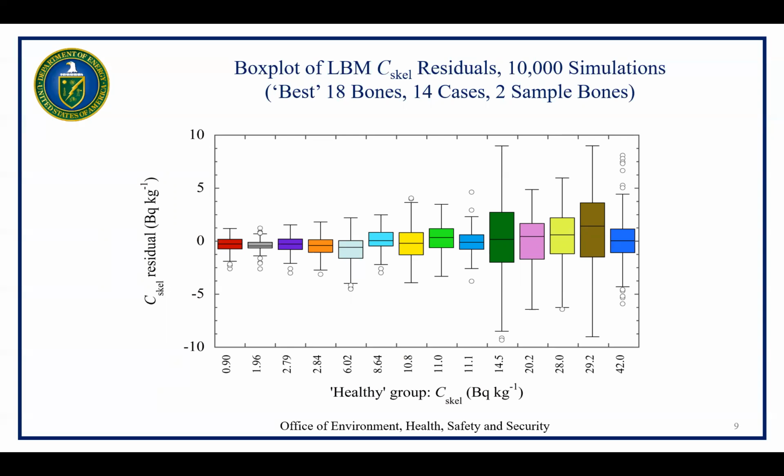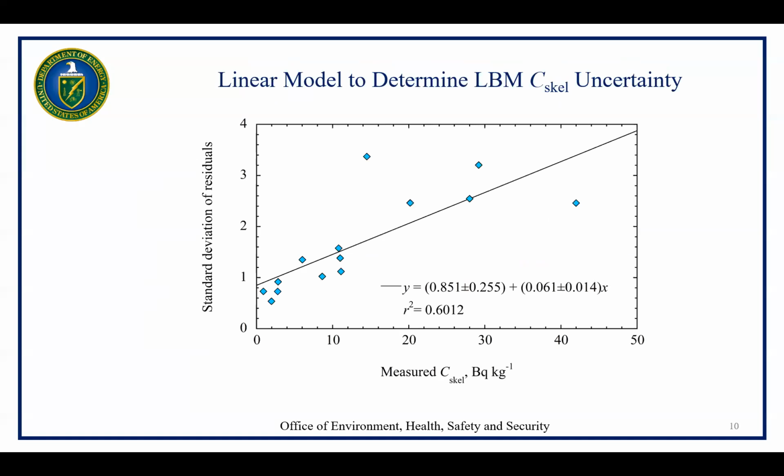It is clear from the box plot that the LBM residual distributions are essentially normal distributions, and the standard deviation of the residual distribution tends to be larger for cases with higher skeleton concentrations. Please note that the standard deviation of the residual distribution characterizes the uncertainty of the LBM predicted skeleton concentrations. A linear regression model was fitted to estimate the uncertainty using the residual standard deviation as a dependent variable and the skeleton concentration as an independent variable.